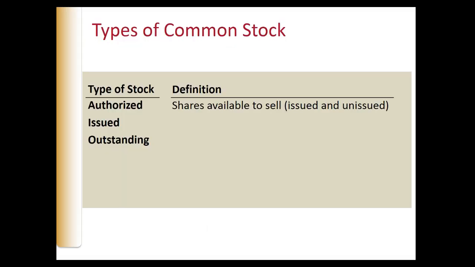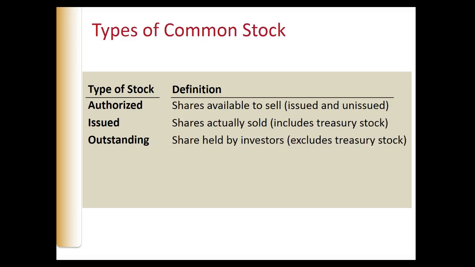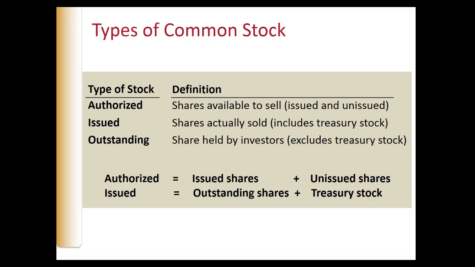Let's take a moment and look at the different types of stock, because we're going to focus on this later. So we've got authorized, that's available to sell, which is documented or noted in the Articles of Incorporation. Issued are those that are actually sold, which does include the treasury stock that the company's purchased back. And outstanding are those held by investors that exclude treasury stock. Make sure you are familiar with this.